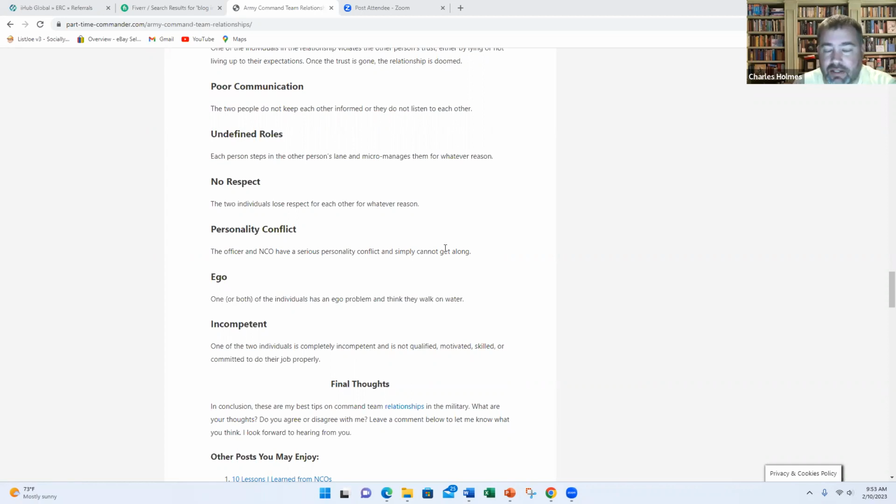Incompetence. As you move up through the ranks, this happens less and less because a lot of the bad people get weeded out. Yeah, there's still people who slip through the cracks. But if you have an officer that's completely incompetent or you have an NCO that's completely incompetent, guess what? You're going to have to carry the load for them. But I hope you're documenting everything. I hope you're putting everything in writing. If you have someone who's not motivated, not skilled, it makes your job that much more difficult because you're carrying the weight of two people. But you might have to do that.